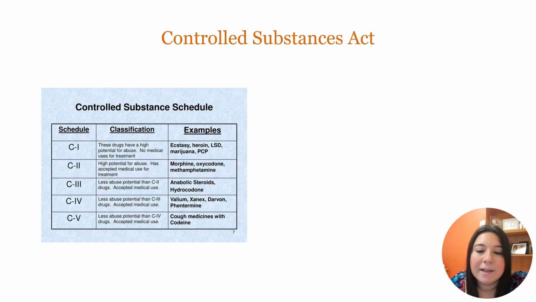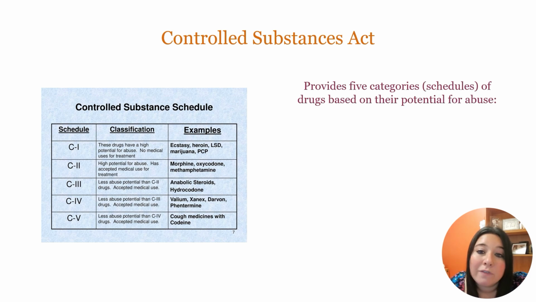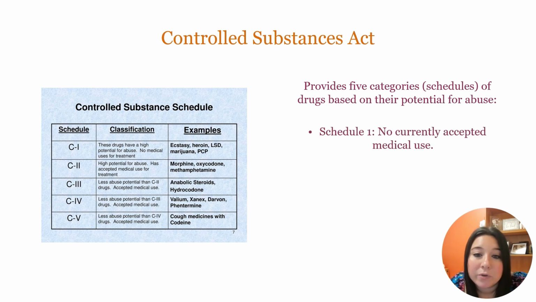Next, we will talk about the Controlled Substances Act. I'm sure we're all vaguely familiar with this act, as it is used in dental offices when prescribing medication, as well as hospitals, doctor's offices, anywhere really in the United States. So there are 5 categories based on how much potential a drug has for abuse. So Schedule 1 means that there's no currently accepted medical use. Things like heroin, LSD, ecstasy, even marijuana is technically in this category right now.